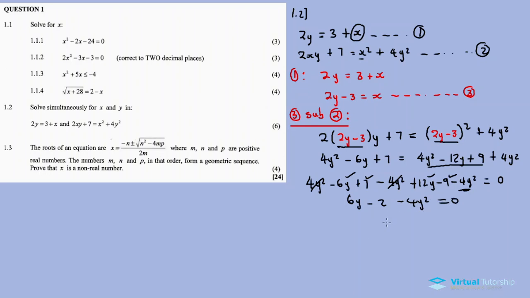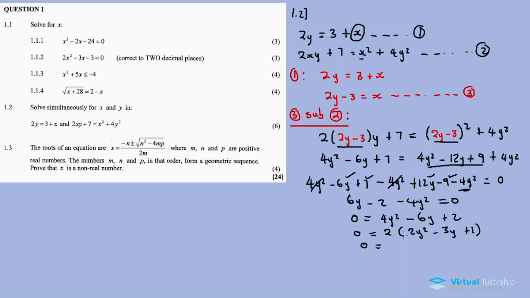Or you could apply the quadratic formula, it's still fine, but I will use the factoring method here. I want this y squared to be a positive value, so it becomes plus 4y squared, this 6y becomes negative 6y, and this 2 becomes positive 2. 0 equal to, taking out the 2 as a common factor, 2y squared minus 3y plus 1.